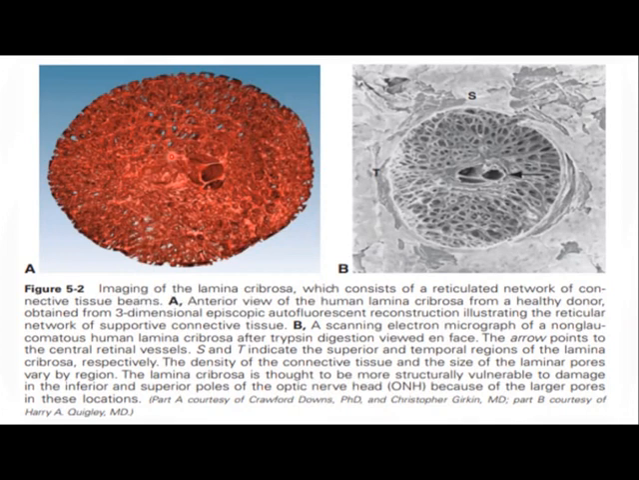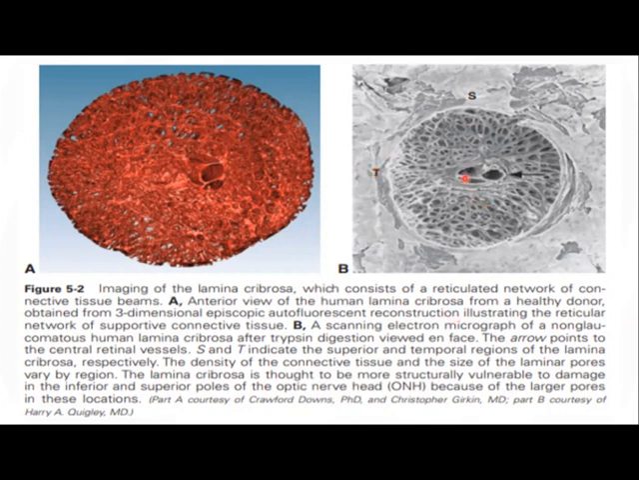Here we can see a reticular network of supporting connective tissue. This is an electron micrograph of a non-glaucomatous lamina cribrosa. Here the arrow points to the central retinal vessels. S means superior and T is the temporal region of the lamina cribrosa.